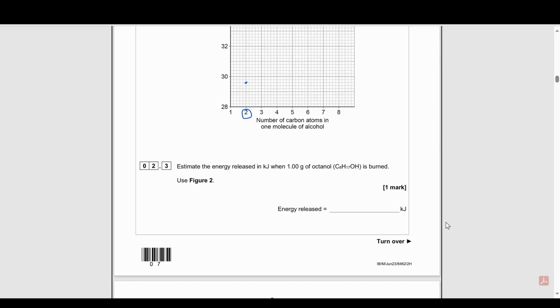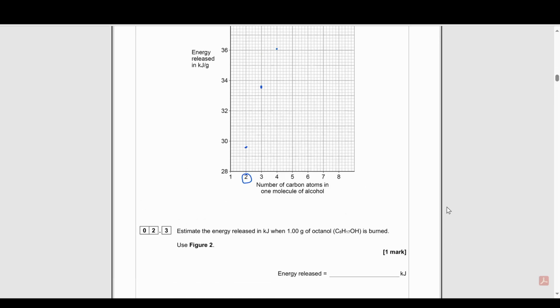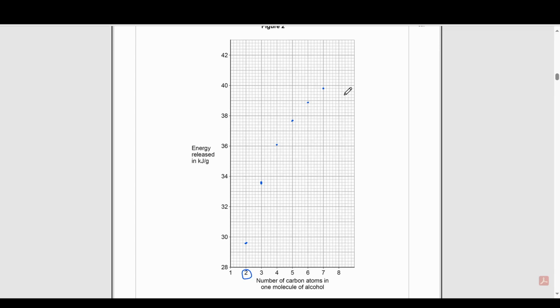2.3. Estimate the energy released in kilojoules when 1 gram of octanol is burned. Well, we have to think about where octanol would go on our graph. At this point, what would be useful would be to draw a line of best fit and then see how that line would fit for octanol. So by doing a line of best fit now, it's got to try and go through the points, trying to be as careful as you can to meet the trend in the line.